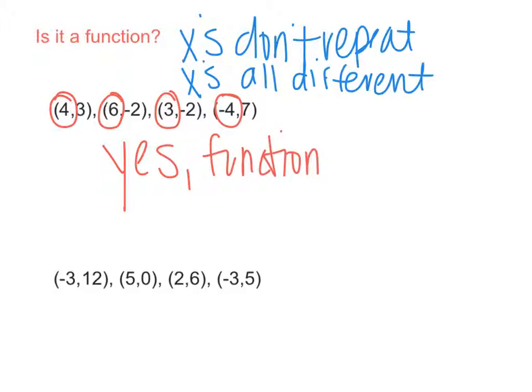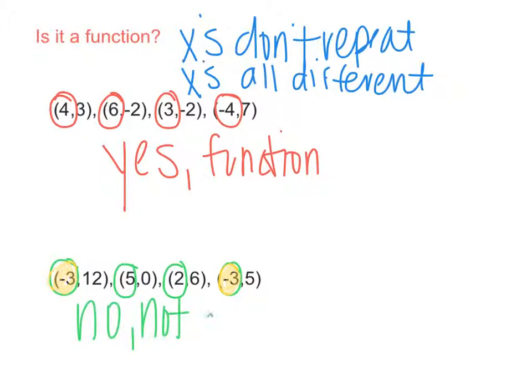If we look at the next one, I have x's of -3, 5, 2, and -3. Notice that I have two -3's here. There's one of my -3's, and there's my other -3. So since there were two -3's, that tells us that this is not a function.